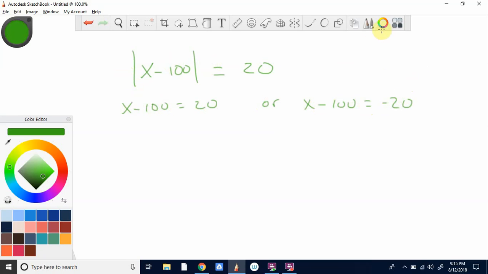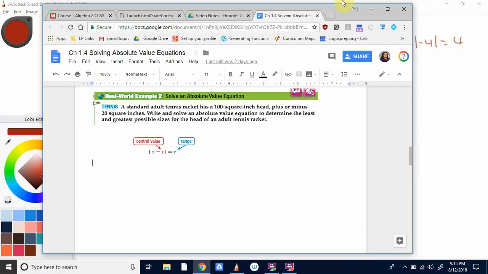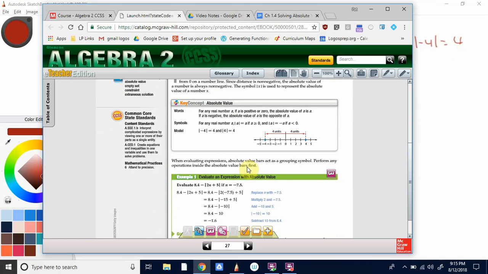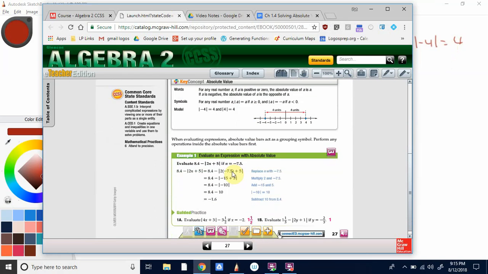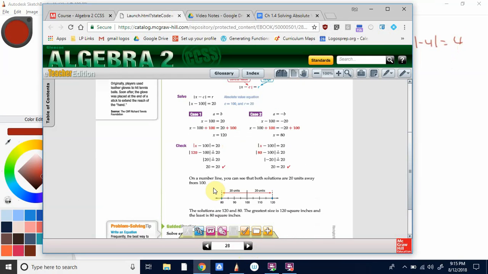So let me step back for a second. If we go back to when we had the absolute value of 4 equals 4 and the absolute value of -4 equals +4. So if you go back to your book and you look, they show us this right here, that same problem.